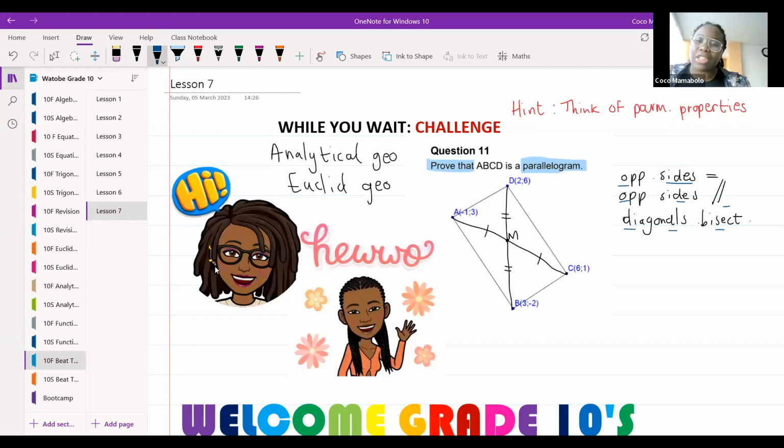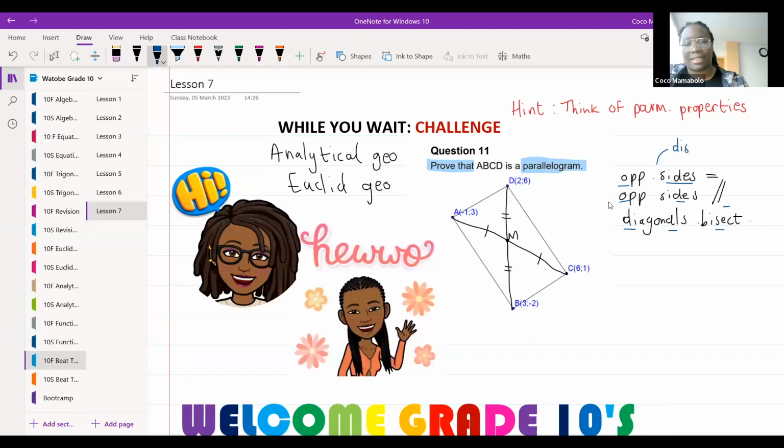Now, if I had to use analytical geometry to prove that the opposite sides are equal, what would I do, guys? Who's got an idea for me? How would we prove that the opposite sides are equal? What analytical geometry thing would we use? Not gradient, but we are going to need the gradient for the other one. Good. That's it, the distance formula.